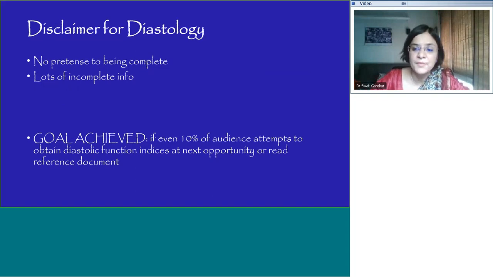This is my disclaimer. There's no pretense at all that this is going to be complete. Lots of incomplete information in fact, and I'll consider my goal achieved if at least even 10% of the audience here today attempts to obtain diastolic function indices over the next few weeks at the next opportunity, or at least reads up about diastolic function assessment.